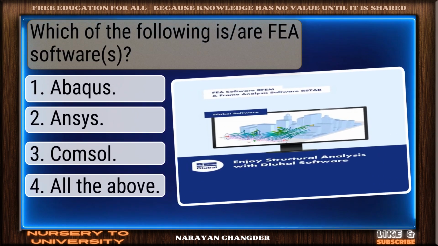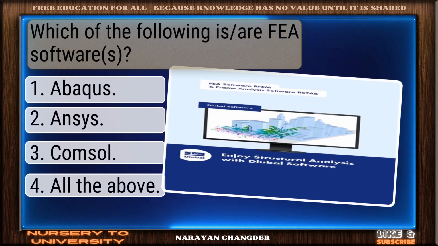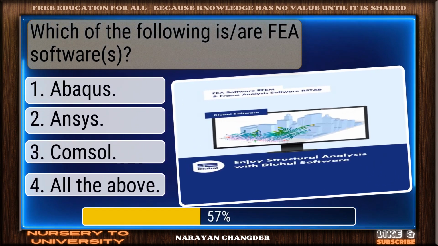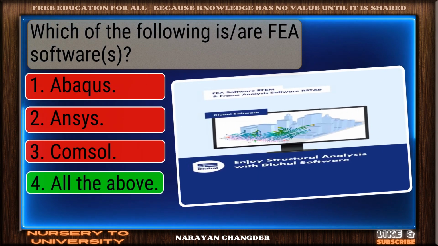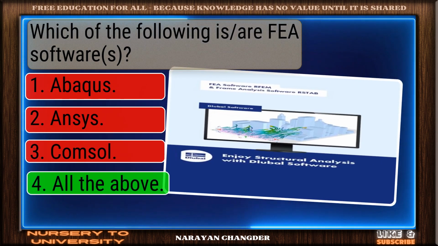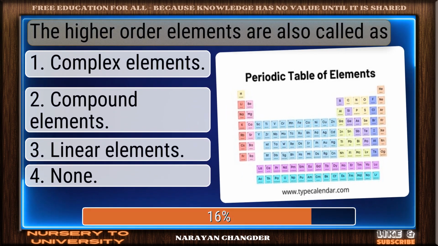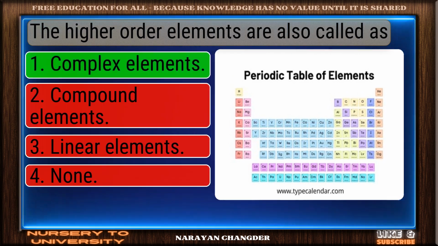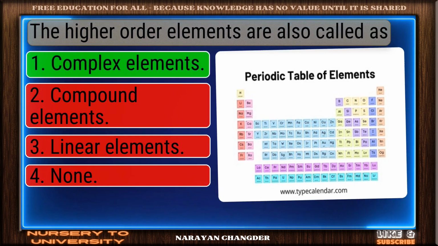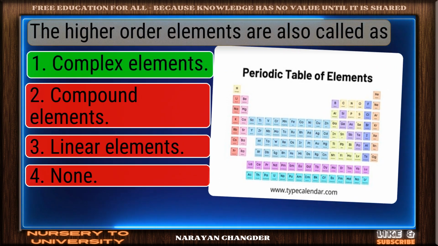Which of the following is FEA software? Well picked. All the above is the correct answer. The higher order elements are also called as? Nice work. You chose complex elements and it is correct.